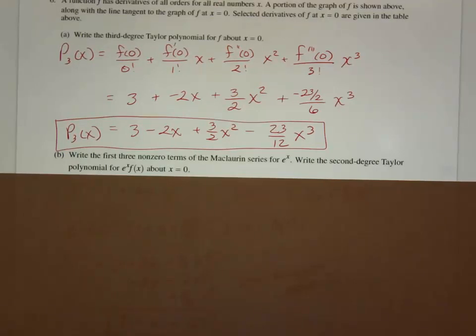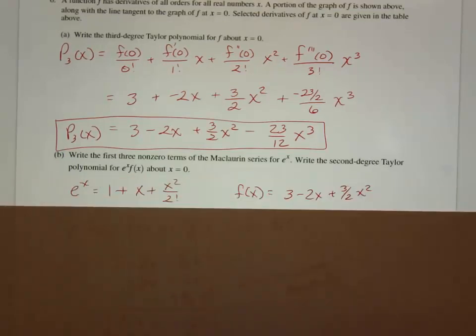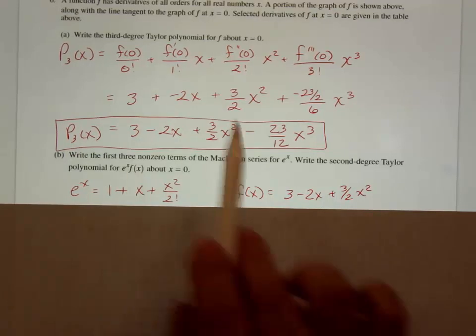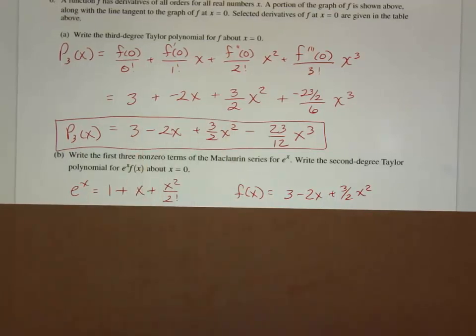So this is why I told you that you needed to memorize the e to the x, sine and cosine series. So e to the x is 1 plus x plus x squared over 2 factorial, the second degree polynomial for e to the x about 0. So for f of x, you just take the second degree polynomial here, 3 minus 2x plus 3 halves x squared, the first 3 terms from up here, and they just want you to multiply them together.